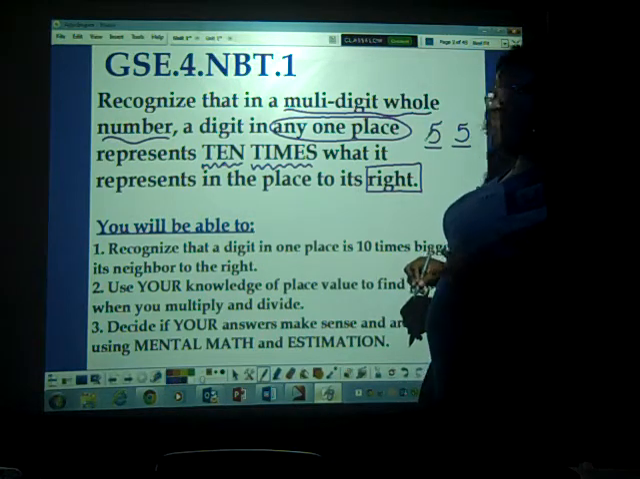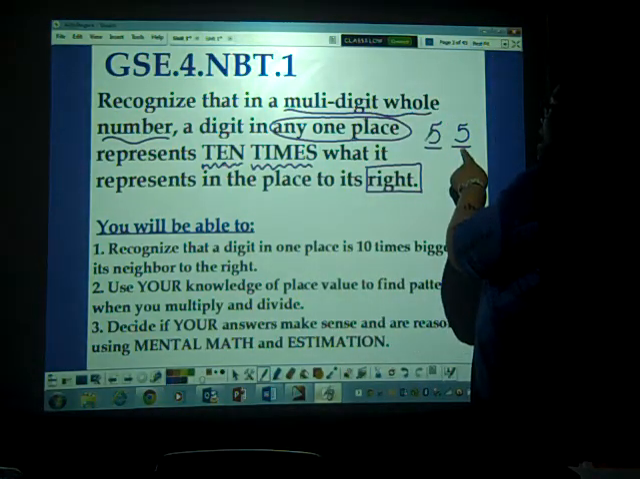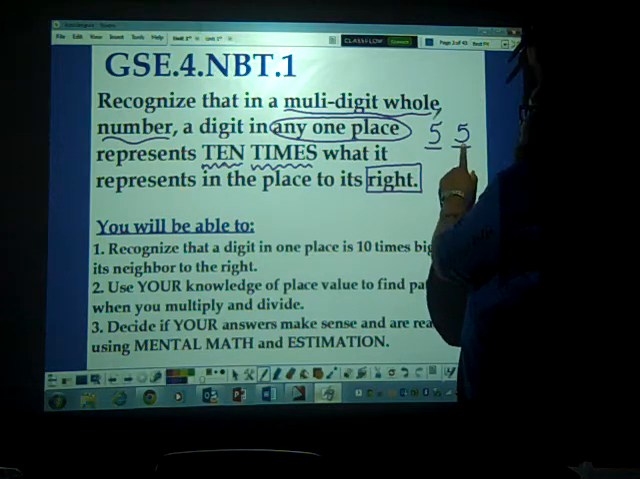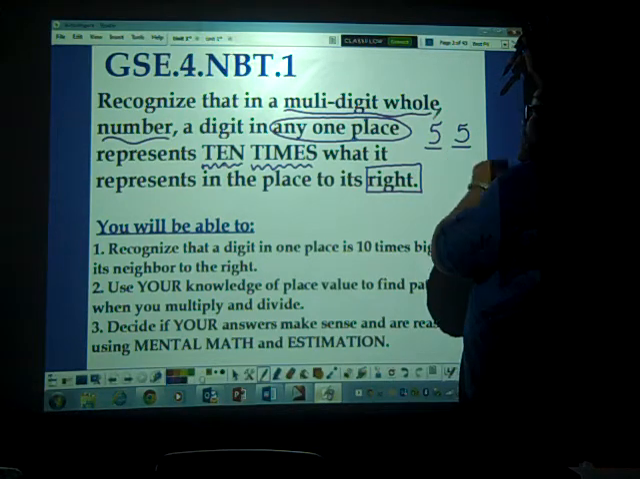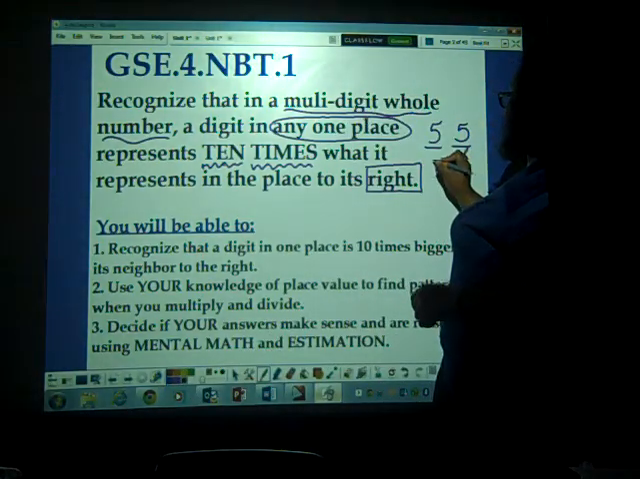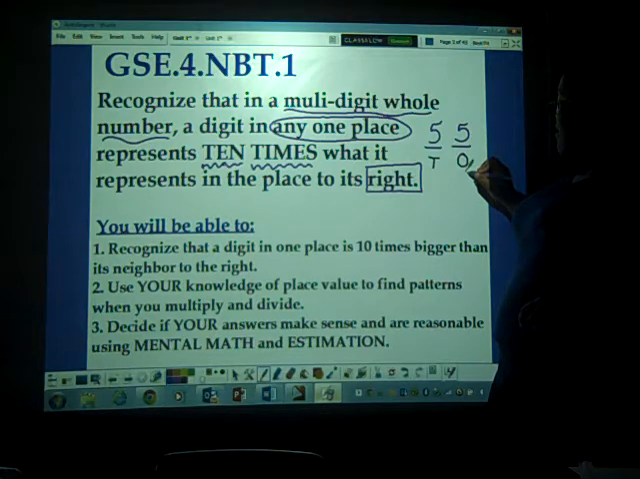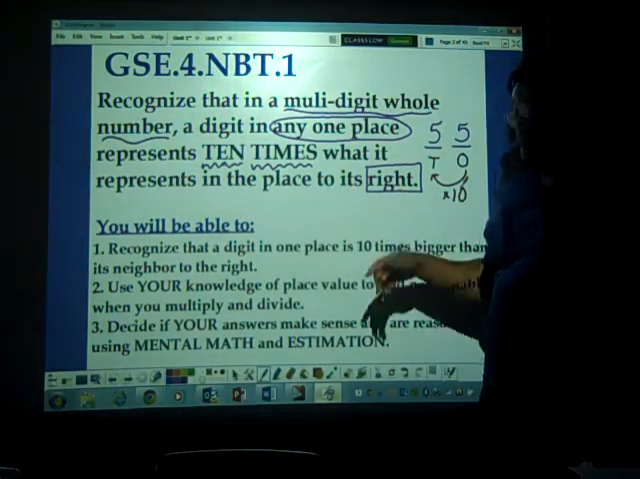55, okay? They're telling you that the digit in the place to its left is 10 times bigger than the digit to its right. This 5 is in the 1s, and this 5 is in the 10s. So this 5 is 10 times bigger than this 5. O for 1s, T for 10s. If I multiply this 5 by 10, I'm going to get the place value of this 5, which is 50. Yes, 50. So that's basically what this standard is telling you.